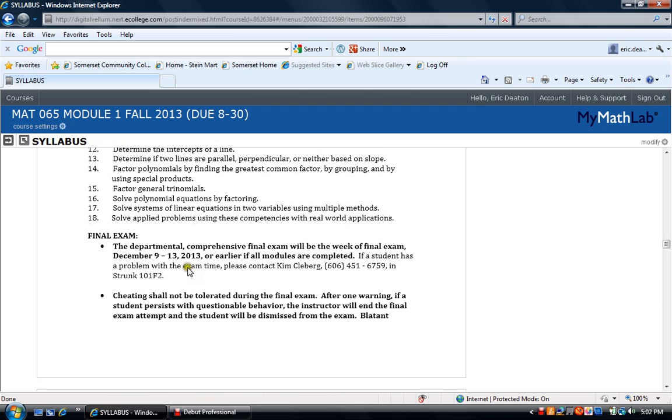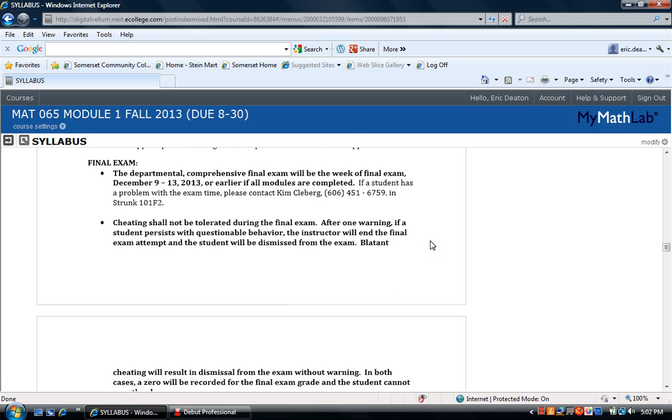Final exam. December 9th to the 13th is the week of final exams. The final exam can actually be taken earlier if you finish all the modules earlier, so keep that in mind. And the final exam can be taken more than once, and keep that in mind.